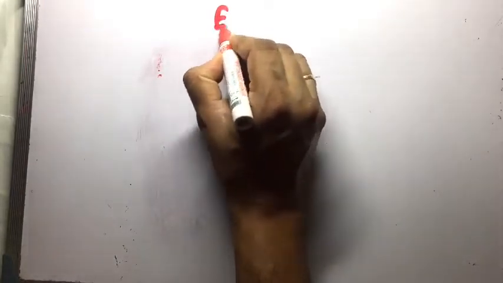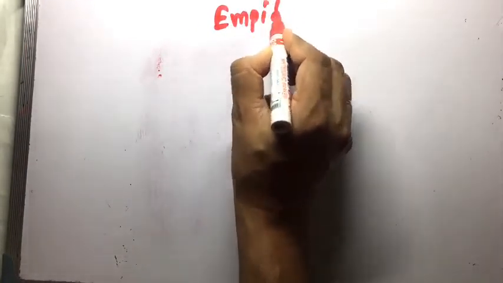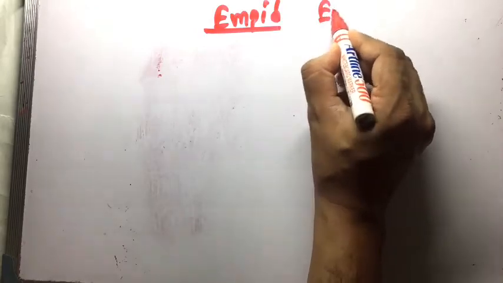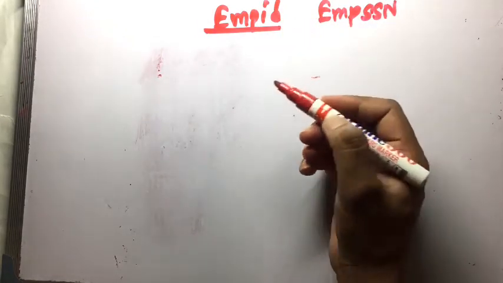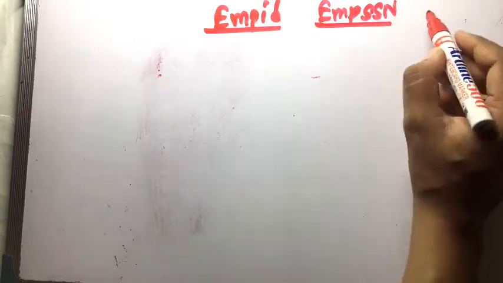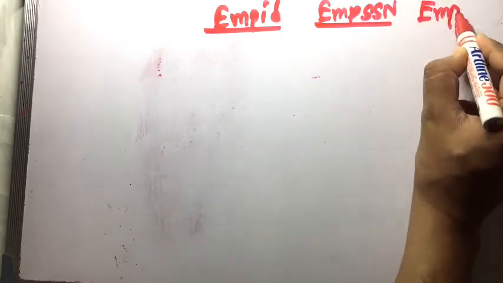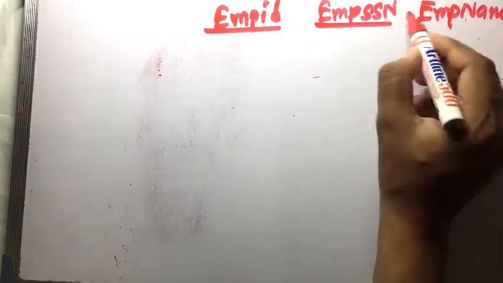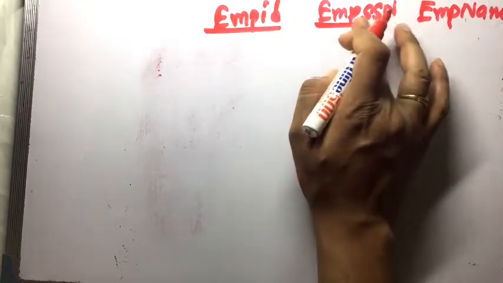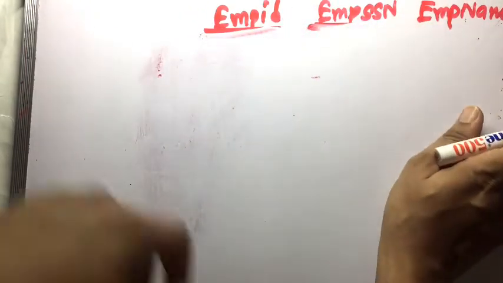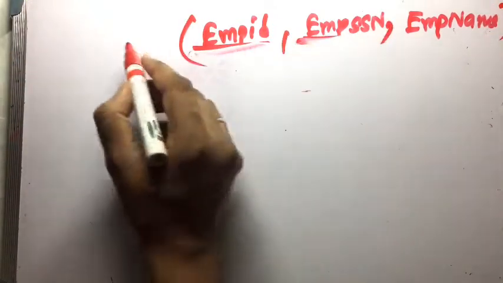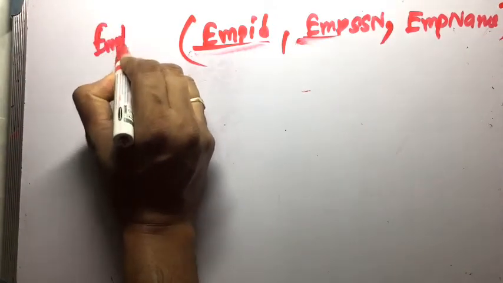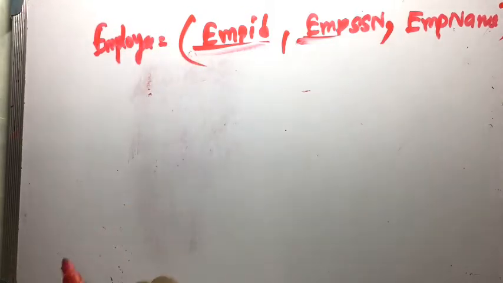Consider another example. Suppose there are EMP ID, EMP SSN, the social security number, and EMP name. Suppose these are the attributes: EMP ID, EMP SSN, and EMP name. The name of the table is employee.